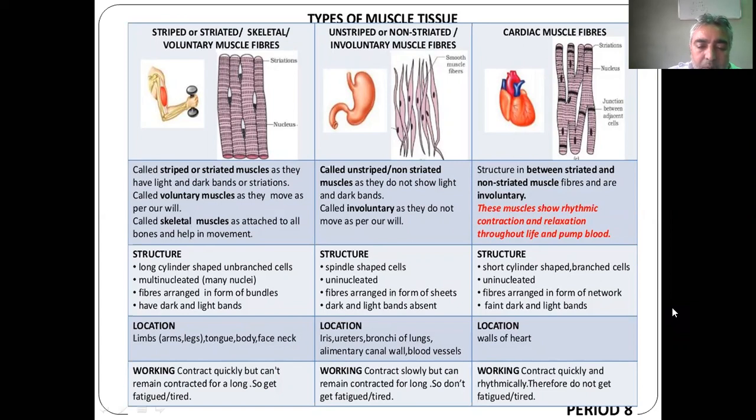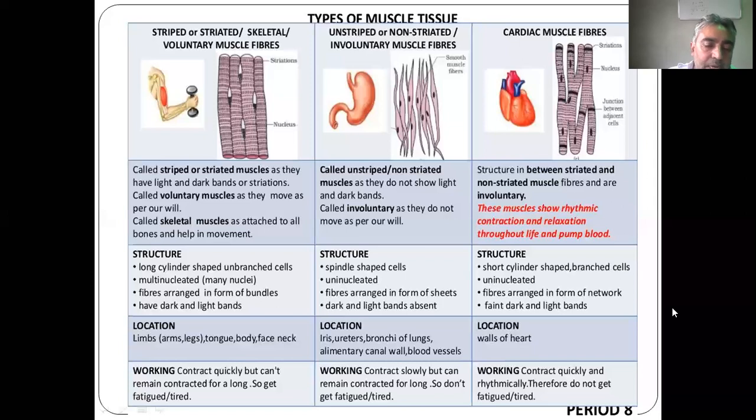ureters, bronchi of lungs, alimentary canal wall, and blood vessels. And then cardiac muscles, whose structure is in between the striated and non-striated fibers. These muscles show rhythmic contraction and relaxation throughout life and pump the blood. Structure: short, slender, branched cells, uninucleated fibers arranged in the form of a network, with faint dark and light bands. Location: walls of the heart.